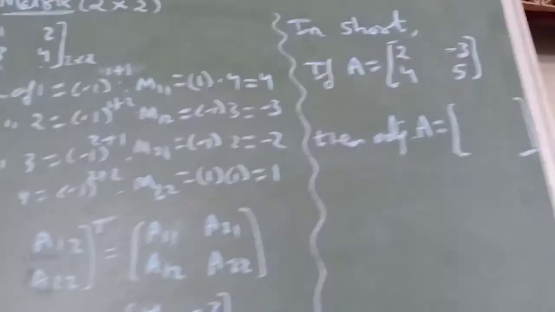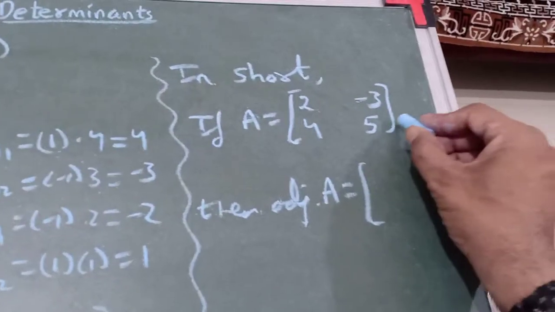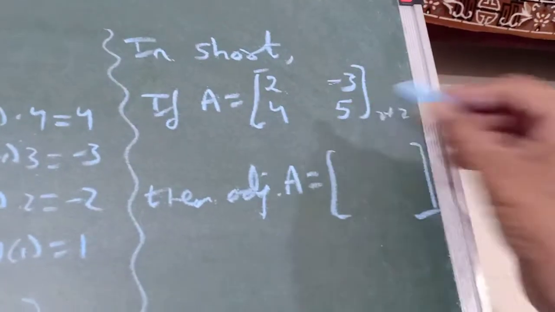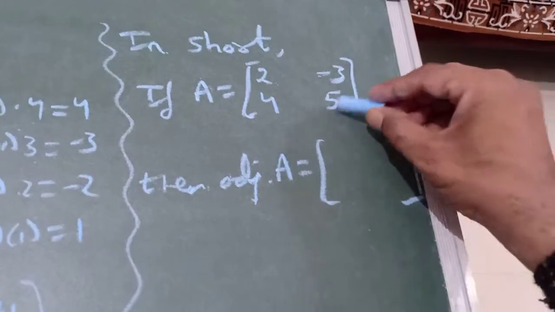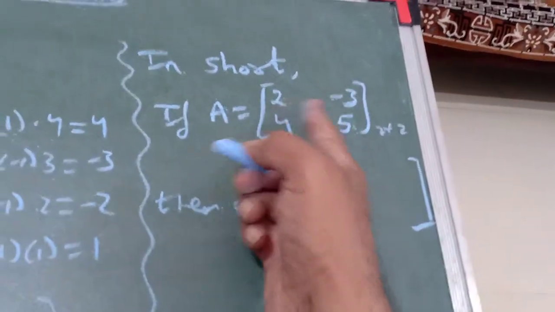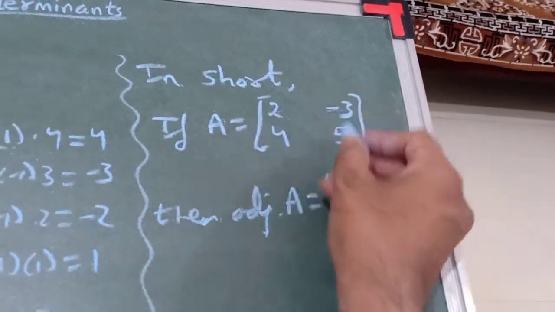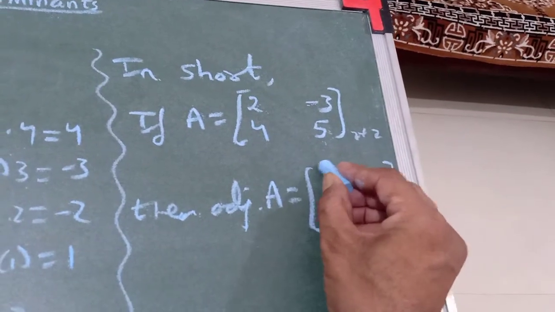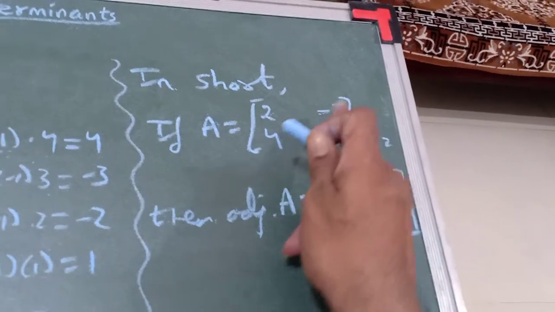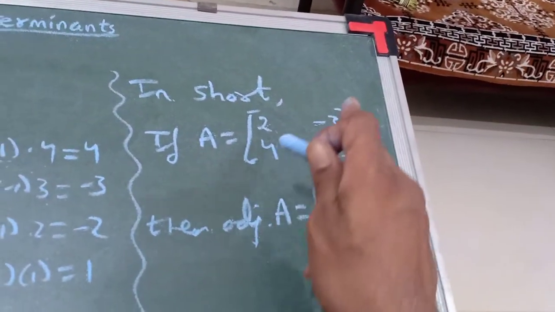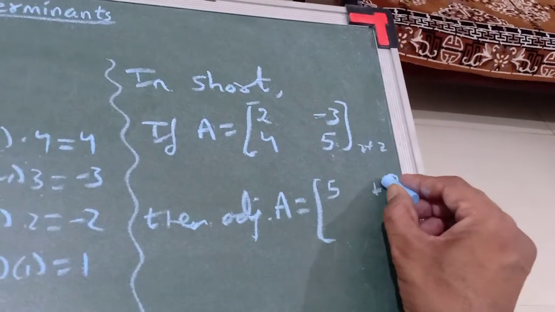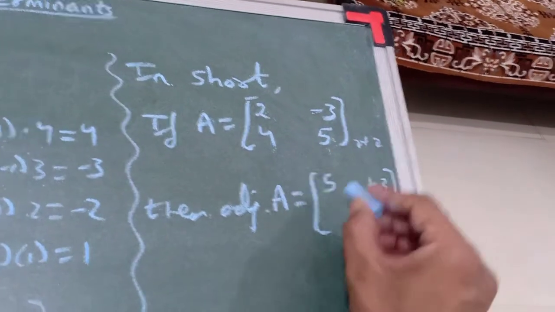But in short, how to find the adjoint of a 2 cross 2 matrix is very simple. Suppose this matrix is A [2, minus 3; 4, 5]. Then how to find its adjoint? Just interchange the two values in the principal diagonal. So 5 will come here and 2 will come here. Interchange the principal diagonal elements, and interchange the sign of the secondary diagonal elements. The sign of 3 is minus, so change it, it will be plus 3. The sign of 4 is plus, so change it, minus 4.